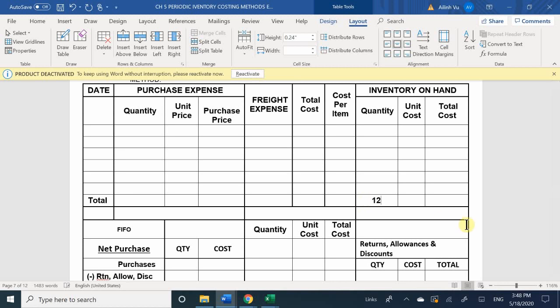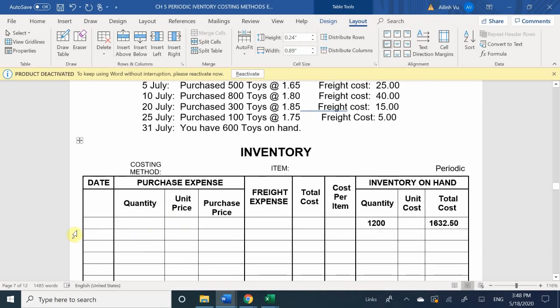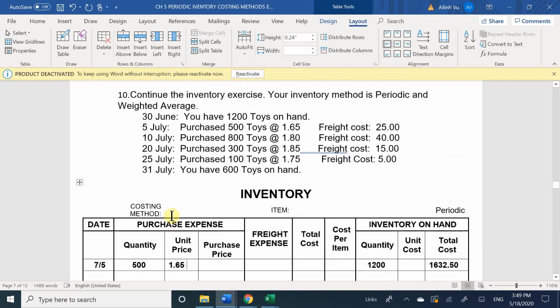So this was how many units? 1,200 units. And it cost us a total of $1,632.50 from our previous problem, all right? So what's first? July, 500 units at $1.65.